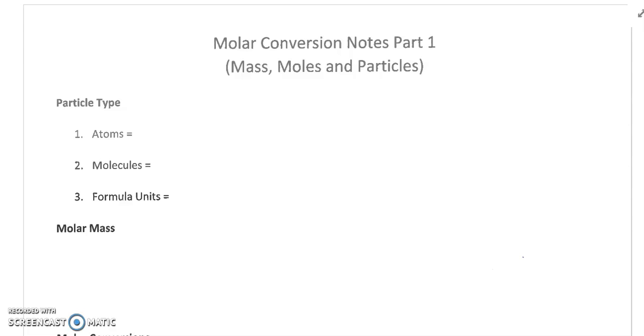Now, before we actually jump into any calculations, we need to get a few vocabulary terms out of the way. Generally, we're going to refer to things as particles, and that's the broad term. We want to get a little bit more specific if we can. There are 3 different subtypes of particles: atoms, molecules, and formula units.